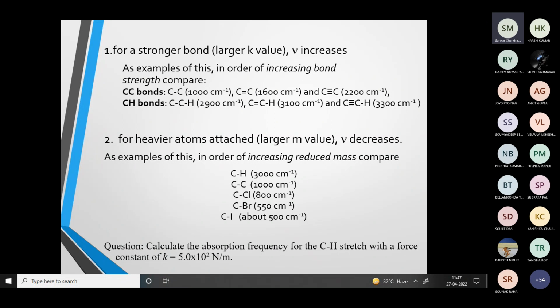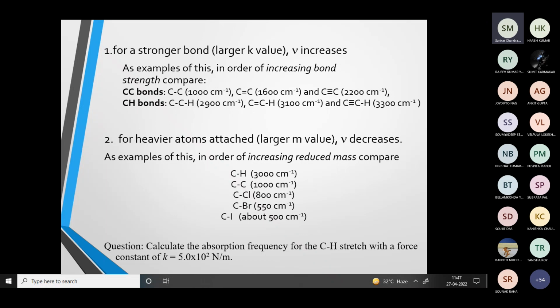Now you see here carbon-hydrogen. If it is sp3 carbon, then it will be 2900. If it is sp2, then 3100. If it is sp, then 3300. So depending on the hybridization, the stretching frequency changes.